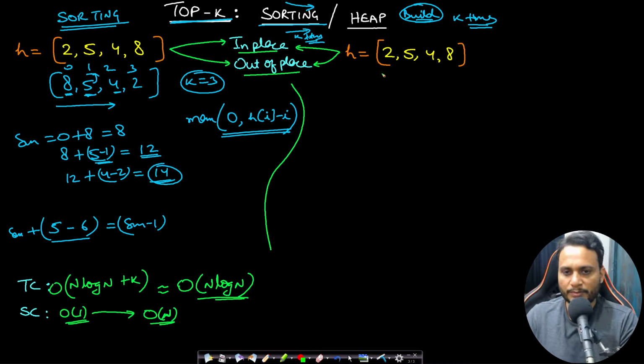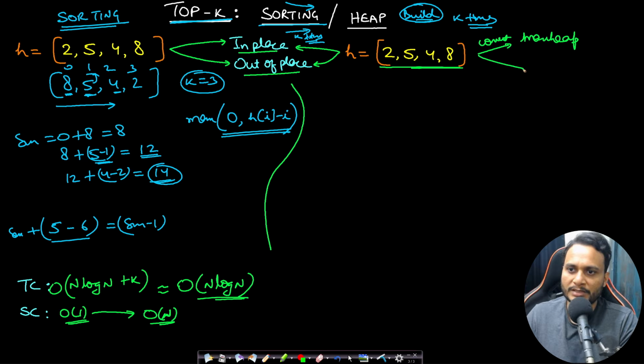Now coming to the heap approach, what I will be doing is take this entire array, and there are two options. Because I want to take the top k, I will be taking a max heap, either converting this array into a max heap or making a new max heap.